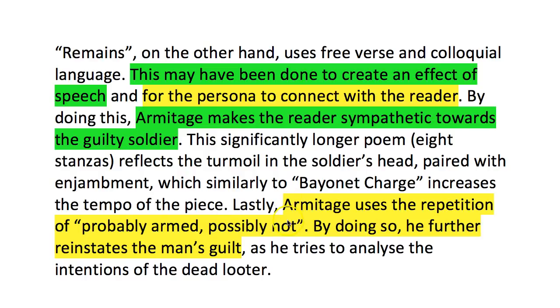However, this next bit that follows does. Let's see what she says. Lastly, Armitage uses the repetition of "probably armed, possibly not." By doing so, he further reinstates the man's guilt, so that's his wider purpose, as he tries to analyze the intentions of the dead looter. So now we have a reason for that structural feature to be there, connected to Armitage's wider purpose, and she gets the marks. And again, the stuff that's reaching and a bit rubbish doesn't get any marks taken away.